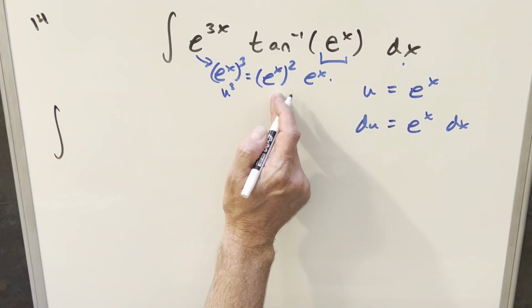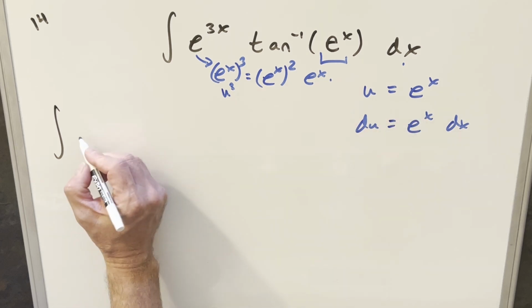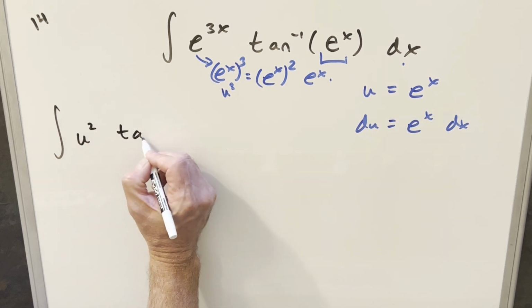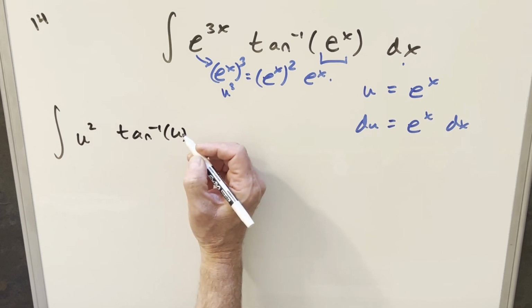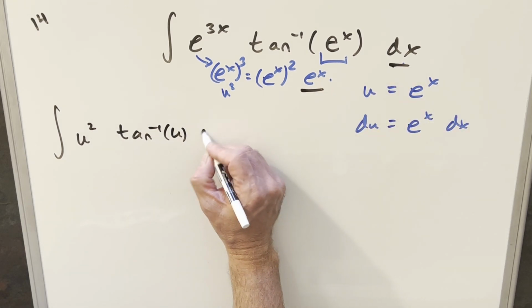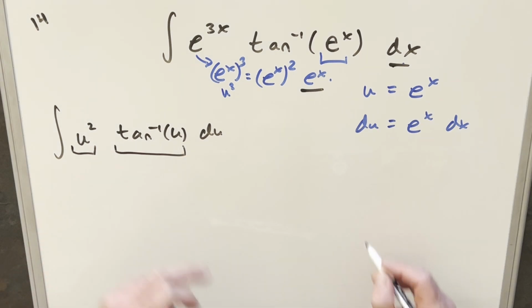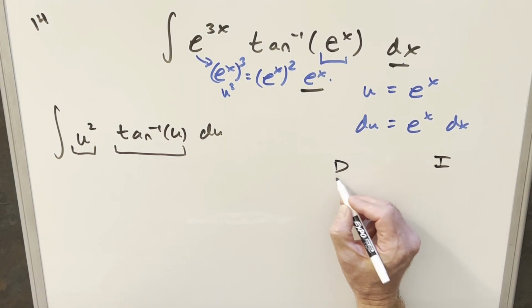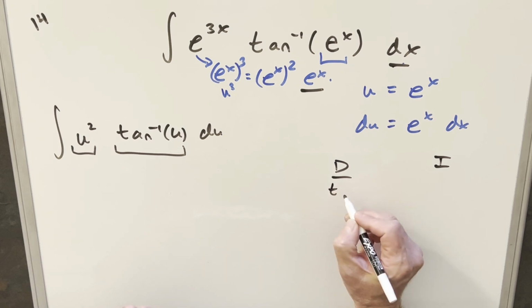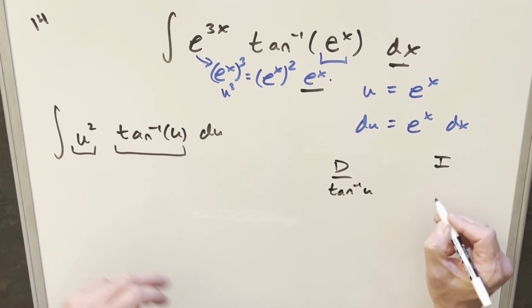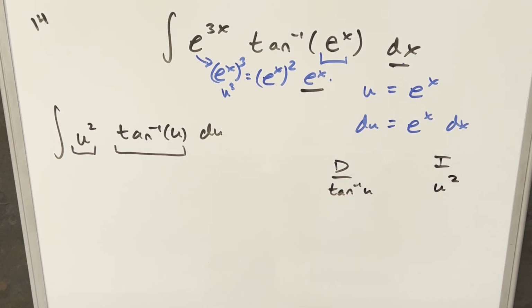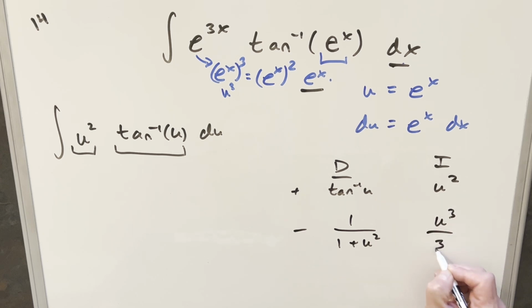So let's see how it looks when we rewrite this. First, for this e to the x squared, where e to the x is u, this is going to be u squared. Then we're going to have this times arctan of u. And then with this and this, we have our du. Now that we've got two functions here, I can do integration by parts. I'll use the DI method over here to the right. I want to differentiate arctan, and then we'll integrate u squared. So taking the derivative of arctan, that's just going to be 1 over 1 plus u squared. And integrating u squared, that's just going to be u cubed over 3.